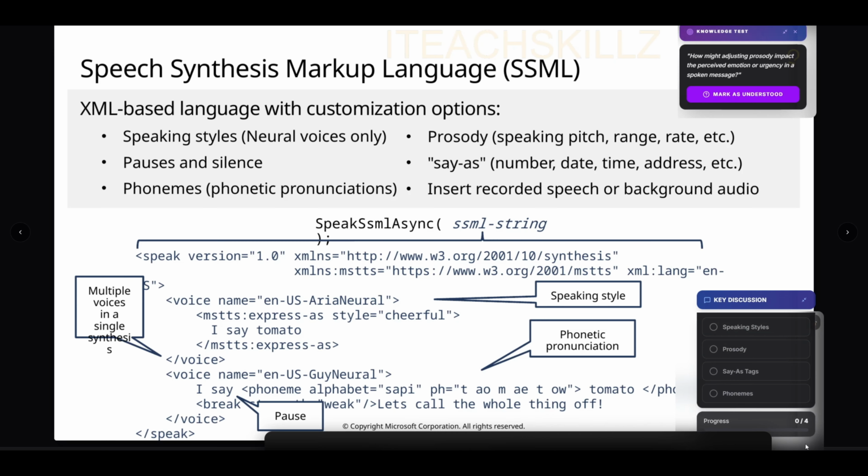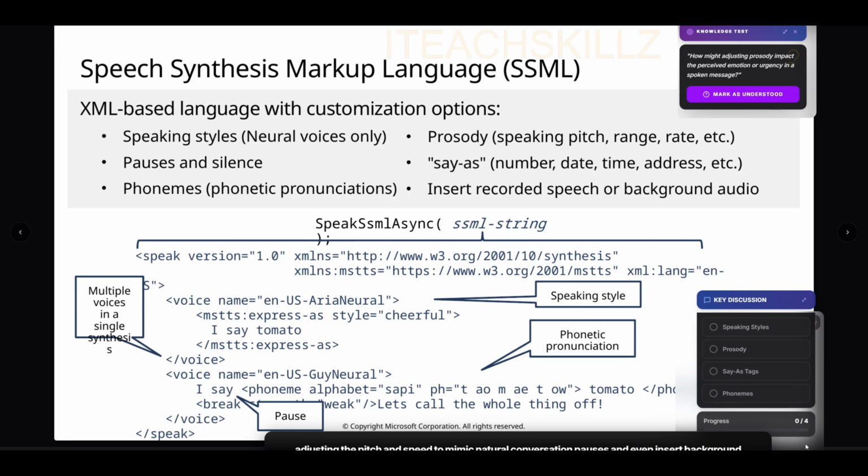Speech Synthesis Markup Language, or SSML, is an XML-based language that lets you fine-tune how text-to-speech sounds. Think of it like a director for your computer's voice. It can change speaking styles, though only neural voices allow this, to make speech sound cheerful or serious. It also controls prosody, which means adjusting the pitch and speed to mimic natural conversation pauses and even insert background audio.